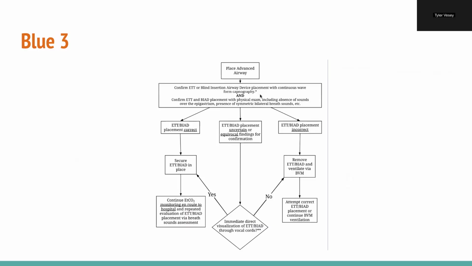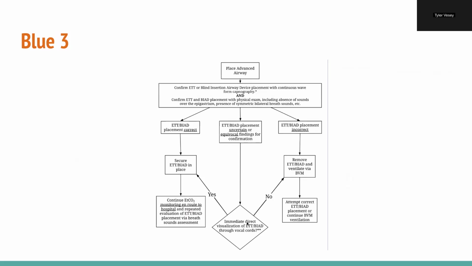But we also need to go through our other metrics, or other physical findings: absence of sounds over the epigastrium, we have good lung sounds, there's maybe misting in the tube, good chest rise and fall. Once we know it's correct, we'll secure it and we'll monitor en route and keep on repeating our assessment in case there was maybe a bump or when you remove the patient, the tube got knocked loose.